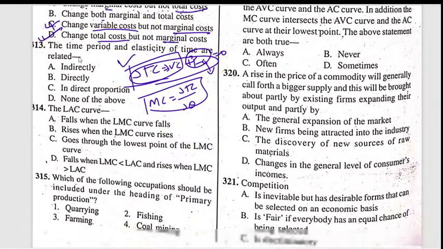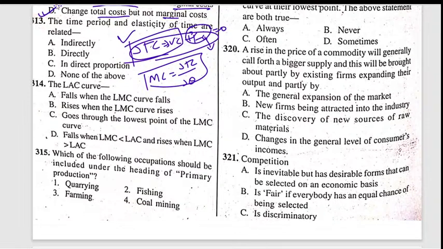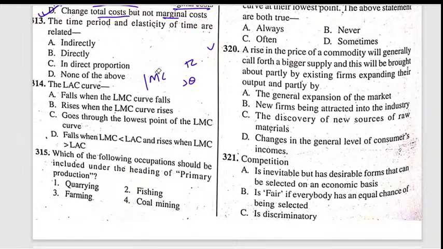So moving ahead with question number 313. Here it is saying that the time period and elasticity of time are related. It is talking about time period and elasticity of time.